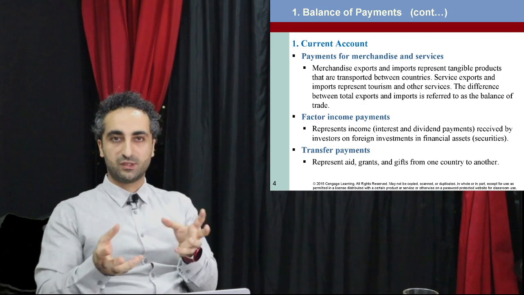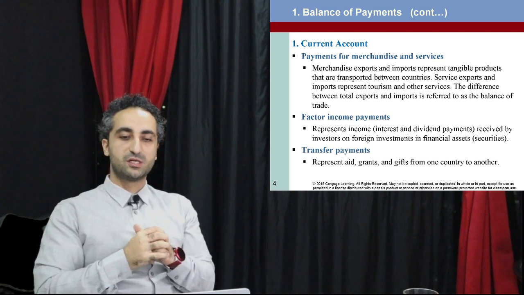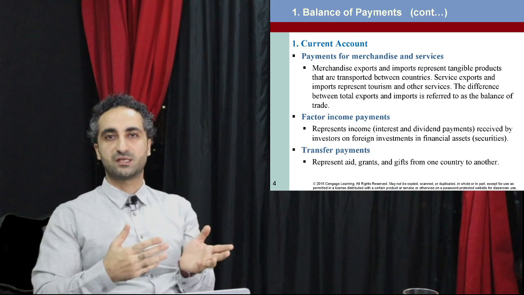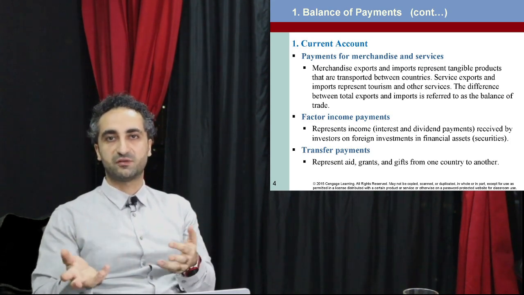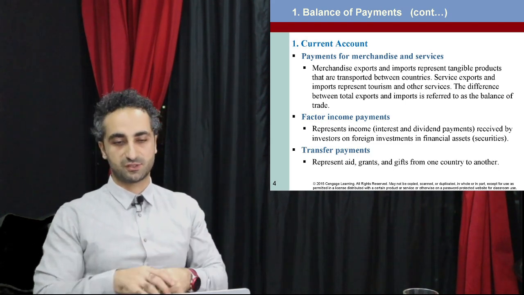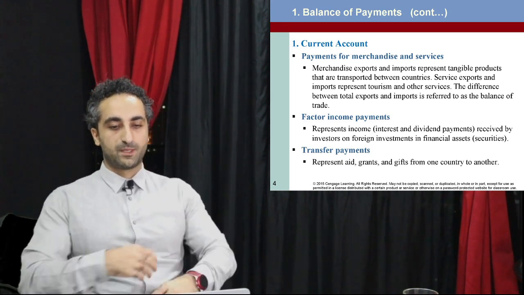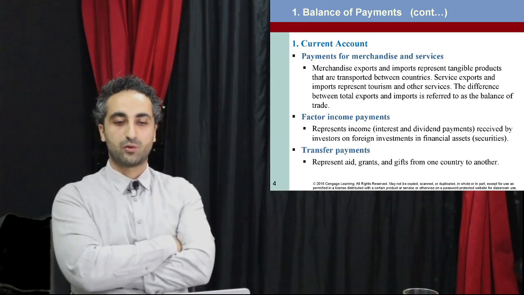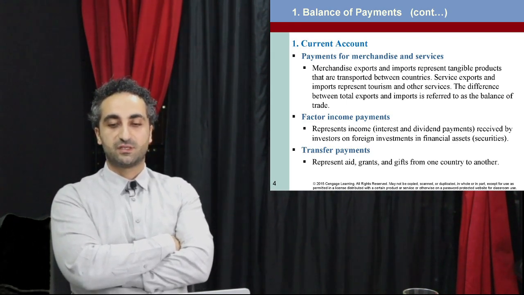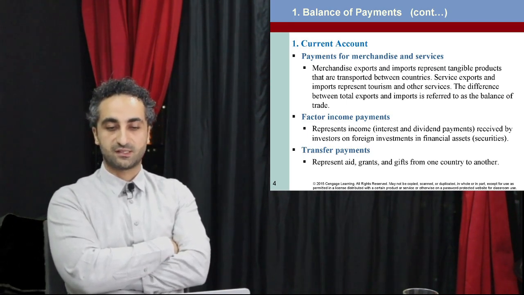So what's the balance? Of course, the difference between inflow and outflow. So the difference between total exports and imports is referred to as the balance of trade. Of course, it can be positive and negative. Different countries, based on different years, sometimes it changes. Factor income payment. What about income? If you have more income, does it affect? So it represents income: interest and dividend payments received by investors on foreign investments in financial assets.